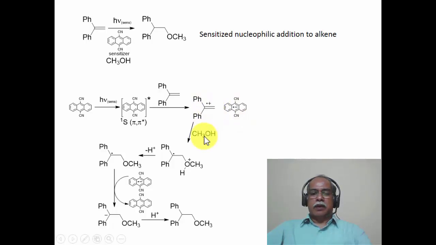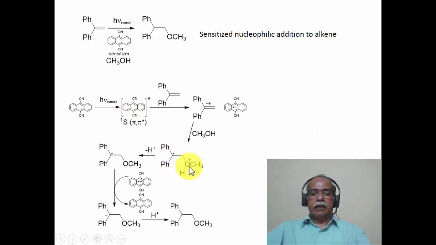Return electron transfer from the anion radical to this radical produces the anion itself, which is quenched by a proton to give the corresponding final molecule that is shown here. So the simplistic way of explaining is shown here in the form of a mechanistic detail of this particular reaction.